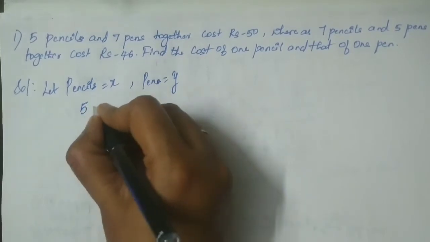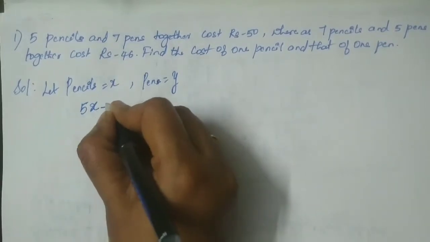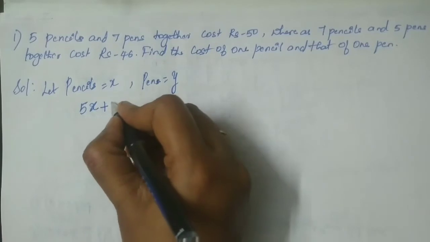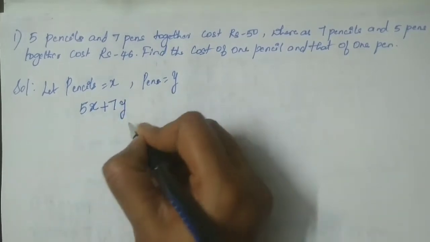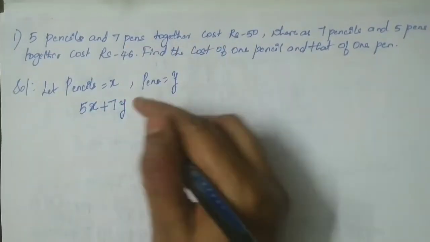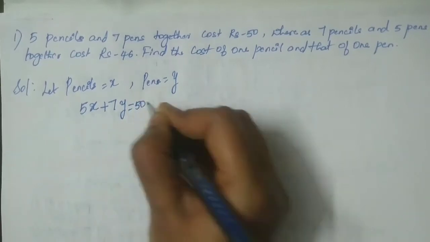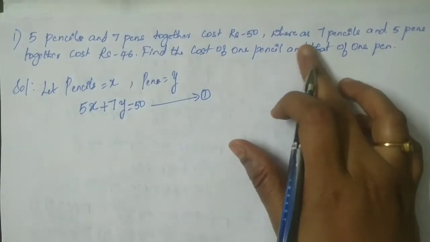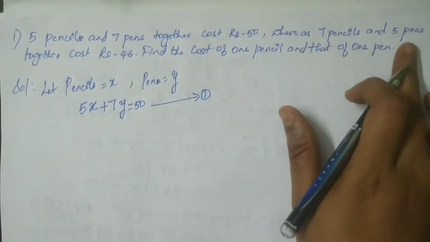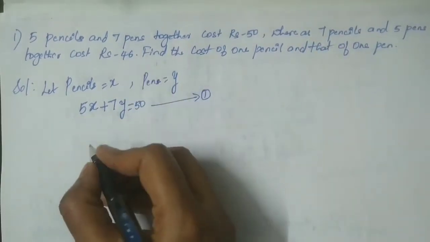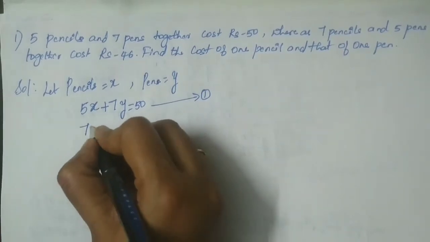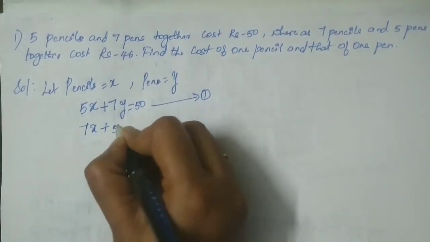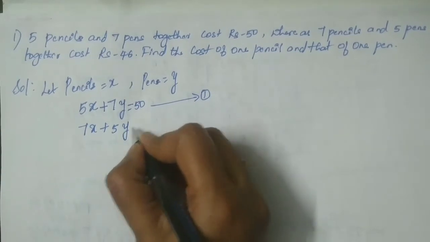Read the first line. I have 5 pencils. Pencil is denoted by x, so it is 5x. And I have 7 pens. It is 'and', so I am adding 7 pens, denoted by y. And the total cost is 50 rupees. Take it as the first equation. The second equation: we have 7 pencils, so pencil is x, right? So 7x plus 5 pens is equal to 46 rupees. Take it as equation number 2.